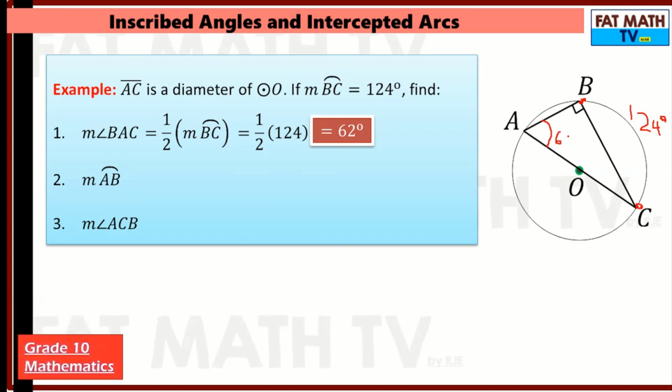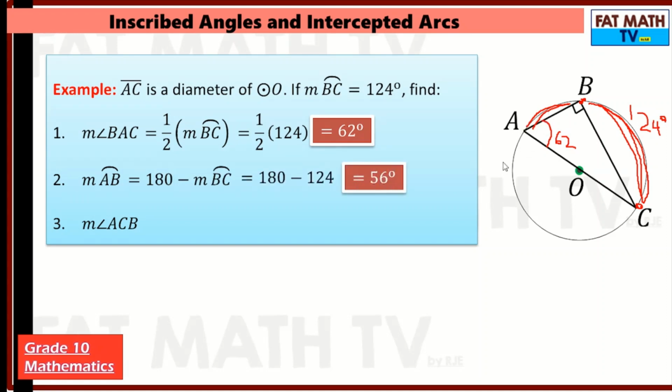So this is 62. How about the measure of arc AB? Arc AB here and arc BC, which is 124, make a semicircle. So the total of these two is 180. So how are we going to solve for AB? This is just 180 minus 124. So 180 minus 124 is 56. So this arc here, arc AB, is 56 degrees.